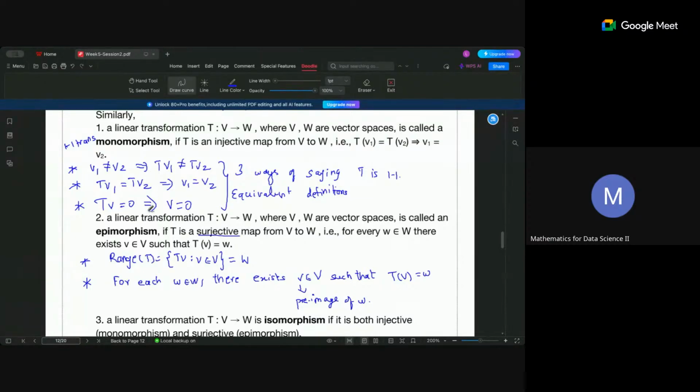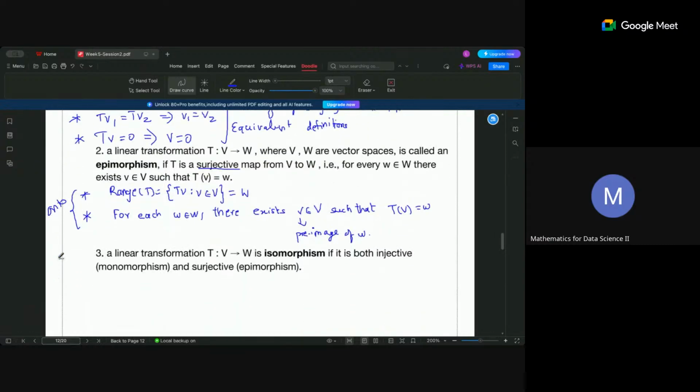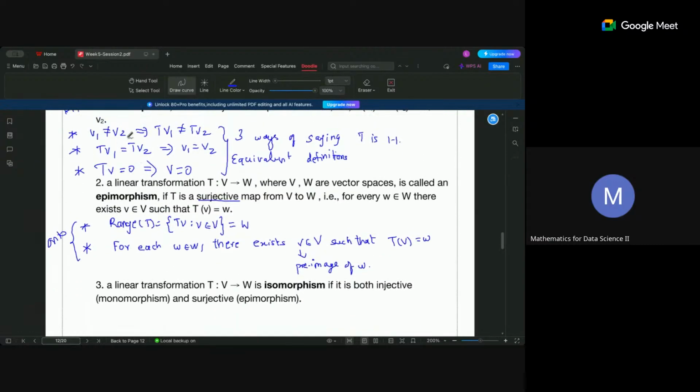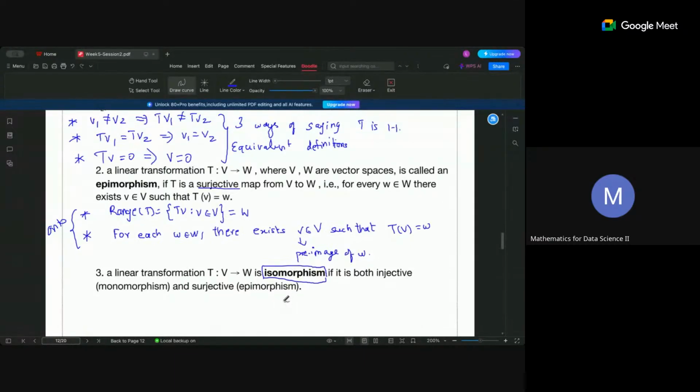Okay, so these are conditions for one-to-one. These are conditions for onto. Okay, fine. And if both the conditions are satisfied, that is, if T is both one-to-one and onto, you call it an isomorphism. This word isomorphism is important. I did not stress too much on these two words, but isomorphism is a very important word. So if a transformation is both one-to-one and onto, then it is an isomorphism. This has a lot of important properties. We will look at it in the upcoming weeks.